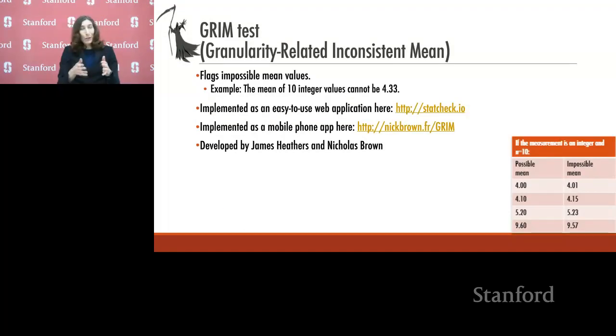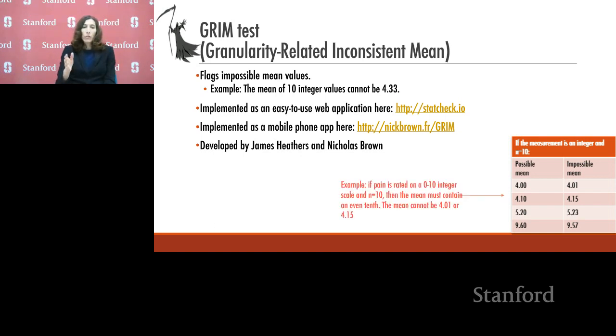All right, I then took that same paper and ran it through another one of my favorite online statistical checking tools. This is a tool created by James Heathers and Nick Brown. And what it does is it flags impossible mean values. So let me just give you an example. Imagine you've got a variable that you've measured on an integer scale. So maybe you asked your participants to rate their pain on a 0 to 10 integer scale. And imagine also that you have a small sample. So maybe you have a sample size of just 10.